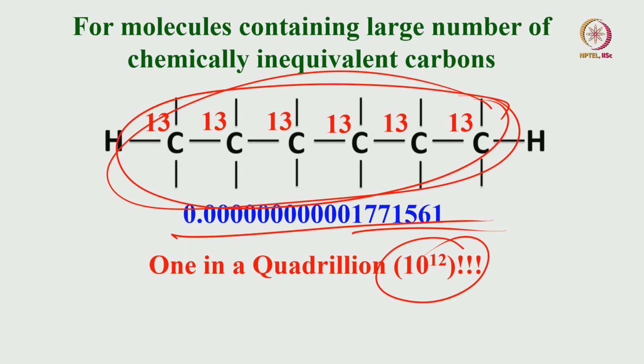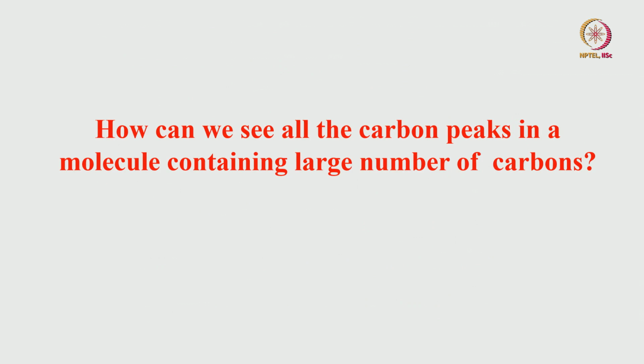Extremely difficult. NMR is basically an insensitive technique. And if you have an abundance like this, how can you see that spectrum? It is really a very, very difficult situation, and practically it is impossible to see the carbon-13 spectrum of such big molecules where all the carbons are simultaneously present as carbon-13. Very difficult, practically impossible to see.